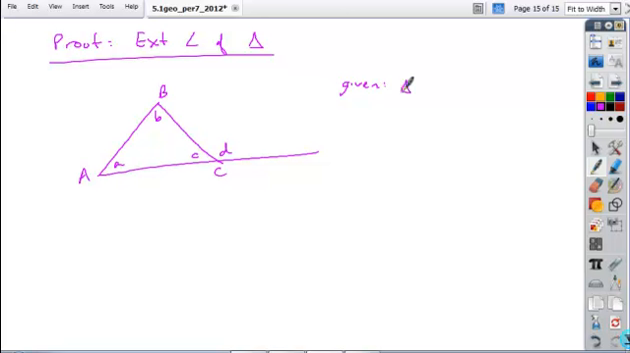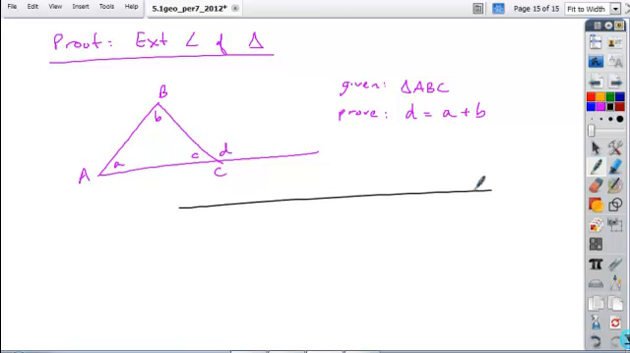All we need to start with here is that we have a triangle. Based on this, we can prove the relationship regarding the exterior angle, which is what? The exterior angle is equal to the sum of the remote interiors. So D would be equal to A plus B. Let's see if we can demonstrate this relationship in a formal proof.